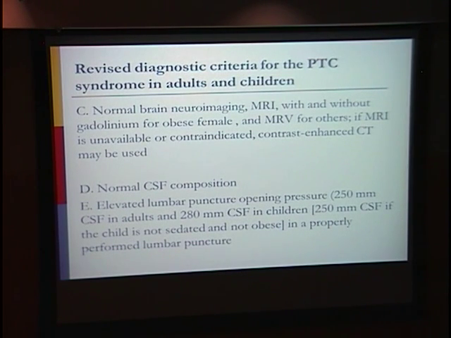It needs to be normal CSF composition, and the point here is the pressure. We think about high pressure when the pressure is over 250 millimeters of water. But what they suggest is that in children, in the right situation, in the lateral decubitus position and relaxation, the pressure can be even higher. So the normal pressure, to say someone has pseudotumor cerebri, can be 280 millimeters. You need to remember that most of the children are sedated, so I think the 280 is more for sedated and obese children, and for non-sedated kids, the normal is 250.